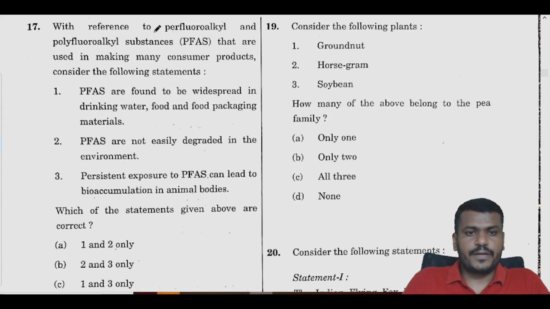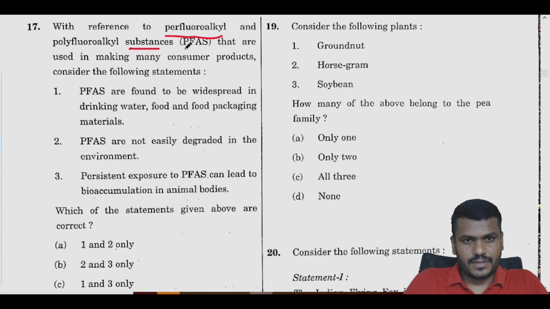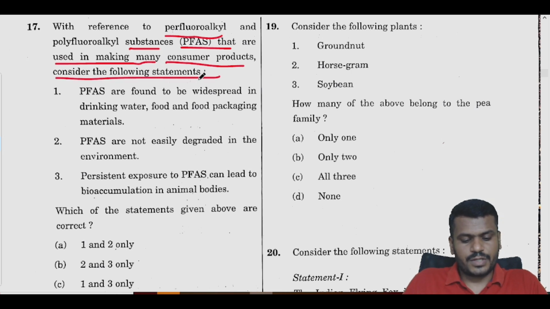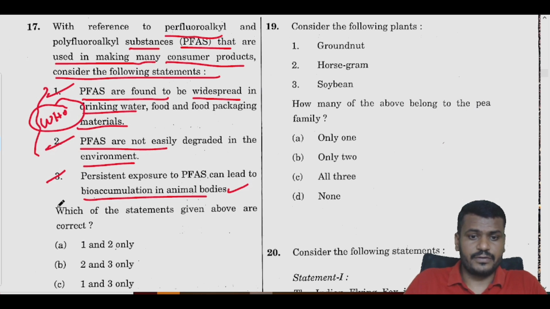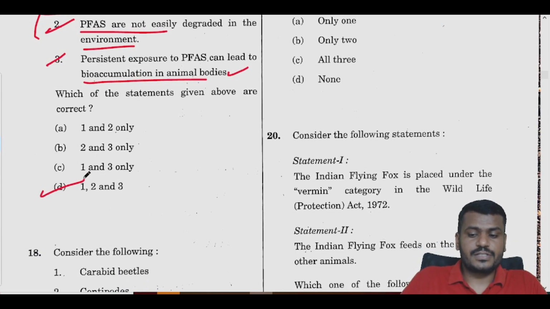Next, with reference to perfluoroalkyl and polyfluoroalkyl substances, PFAS, that are used in making many consumer products, consider the following statements. You have to see which statements are correct. Again, this was in the news, several articles related to this came in The Hindu. They are widespread in drinking water, food and food packaging materials, yes, that is true. And PFAS are not easily degraded in the environment, yes, this is also true. That is why WHO raised a concern related to these materials. Persistent exposure to PFAS can lead to bioaccumulation in animal bodies. If you agree with the first two statements, then you will agree with the third statement as well. So statements 1, 2 and 3 are correct in this question.